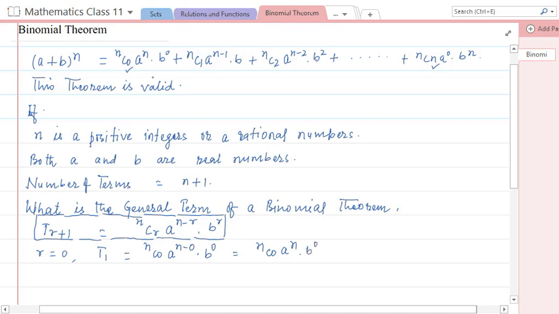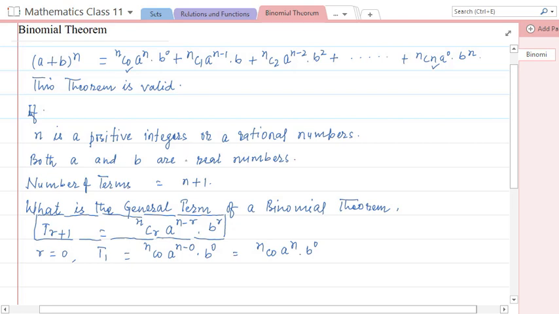Similarly, we verify each term. So the formula of the general term is T r plus 1 equals nCr into a to the power n minus r into b to the power r, and we put the value of r from 0 to n. Hope that there is no problem to understand the explanation of the general term of a binomial theorem.